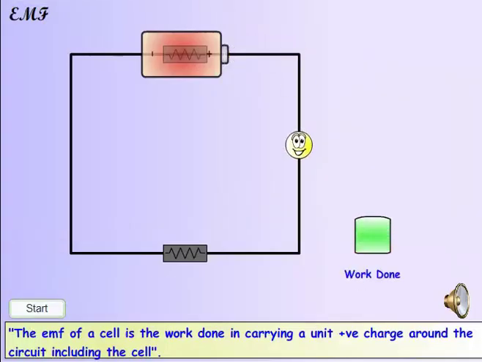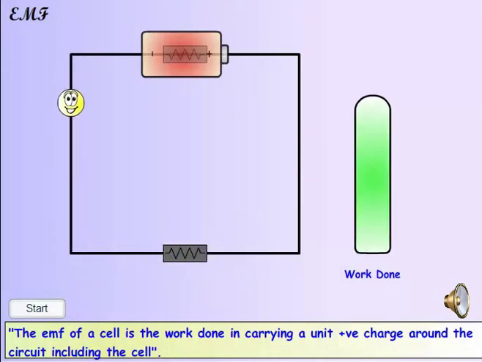The EMF of a cell is the work done in carrying a unit positive charge around the circuit, including the cell. Since all cells contain an internal resistance, there is work done in overcoming that. So typically, the EMF of a cell will be greater than the terminal voltage.